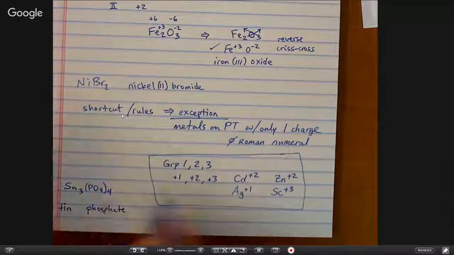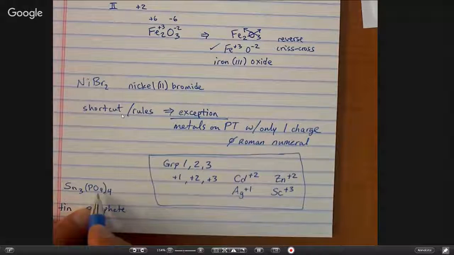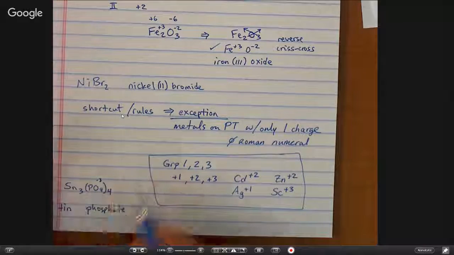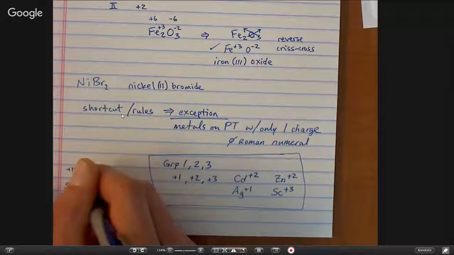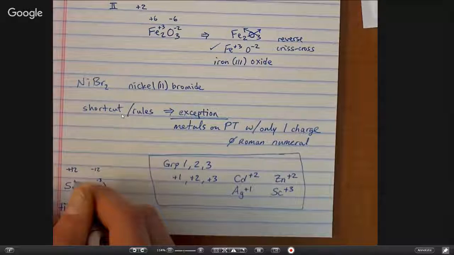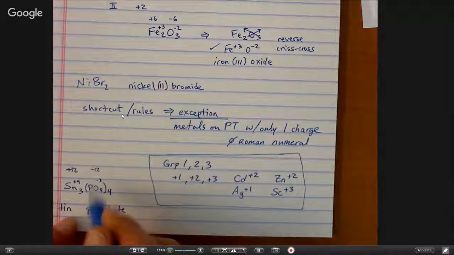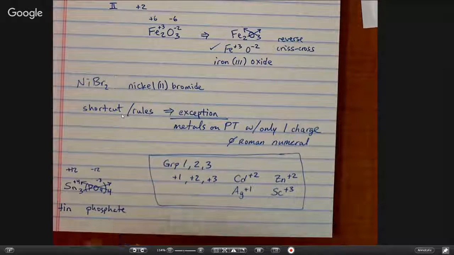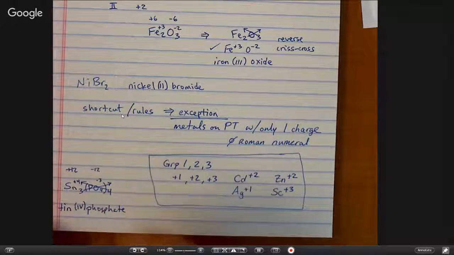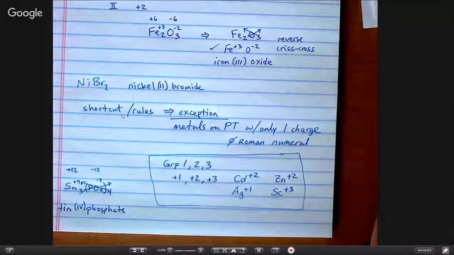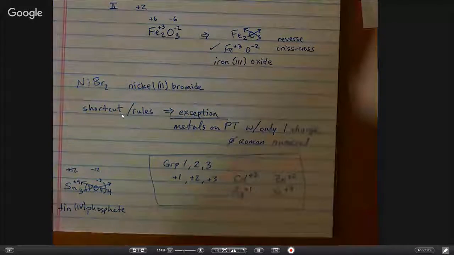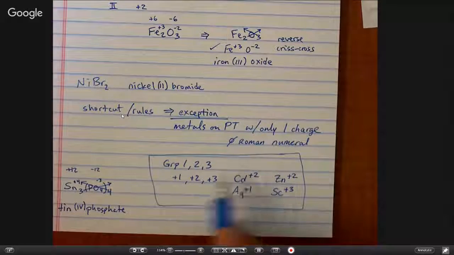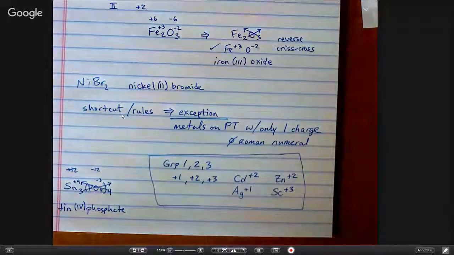So one way we can do this is look at the anion. Phosphate is a -3. There's 4 of them. So -12 means +12 balances. So tin has to be a +4. The other way we could have done it is to say, well, let's crisscross, and that matches up with the charges we predict. So tin, IV for the Roman numeral, it's tin 4. All right, I hope that helps. If you get stuck, always return to the exceptions and ask, is it an exception?